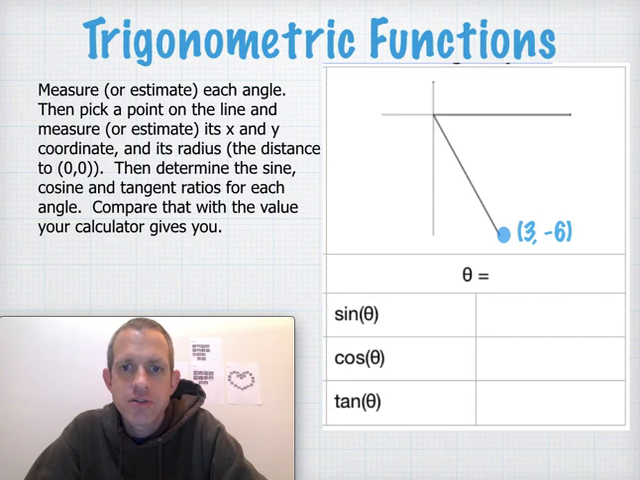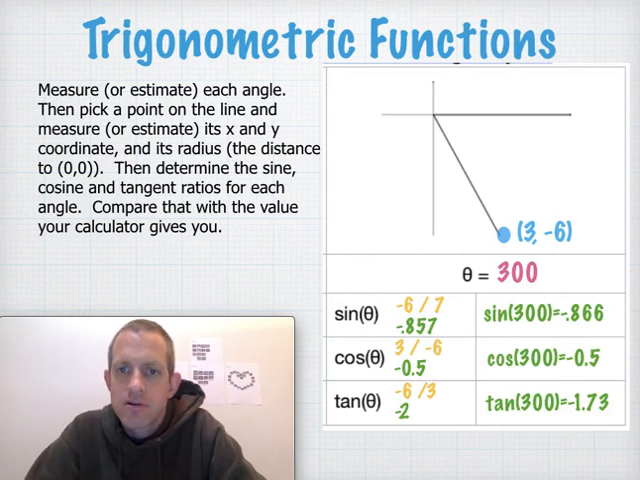Here's a chance for you to try it. So I have an angle drawn in here. Why don't you try to estimate its angle? Looks like it's more than 270, less than 360. I found some point on it, and so see if you can estimate a radius and go through, find sine and cosine and tangent. If you want to hit pause a second, you can do that.